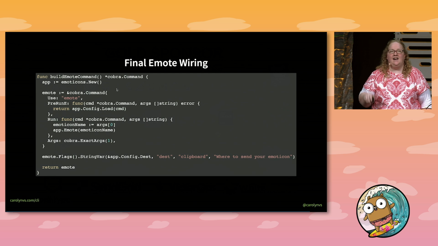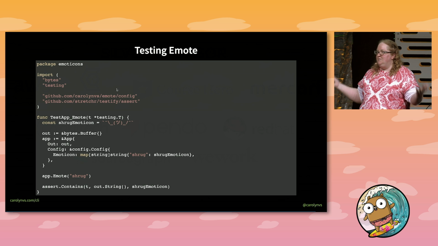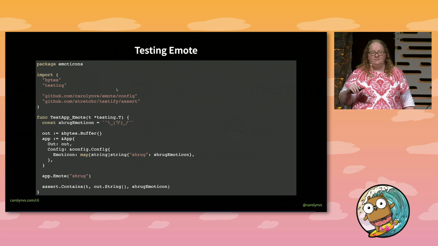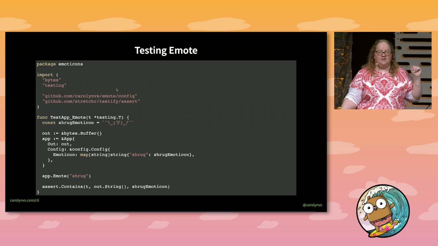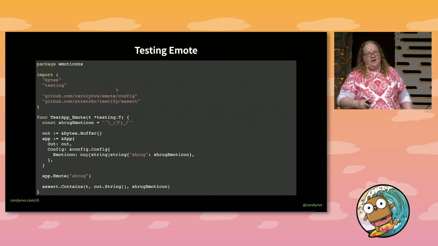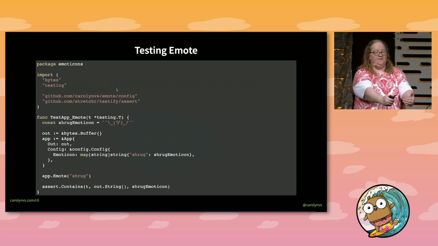But let's look at the tests for what the application tests would look like. So I'd like to test my emote function. So I'm going to make an output buffer so I can see whatever is being printed to standard out. And I kind of cheated. I didn't show that, but I added a little output buffer to my application. So I'm going to new up my application, and I'm going to give it my output buffer.